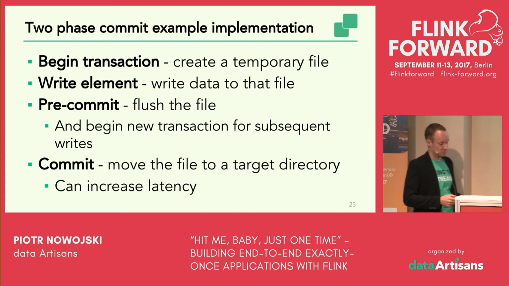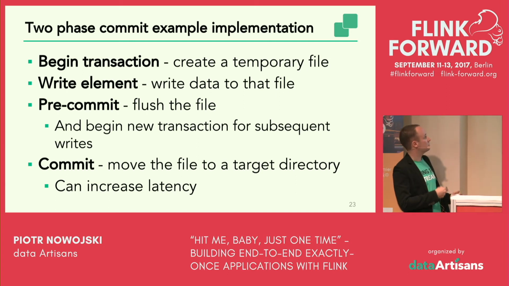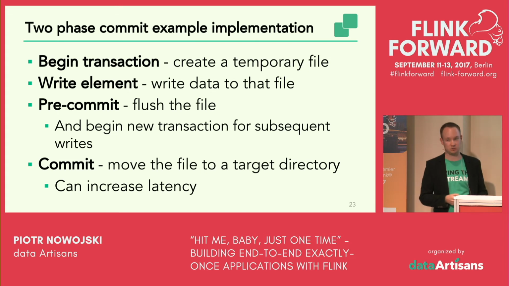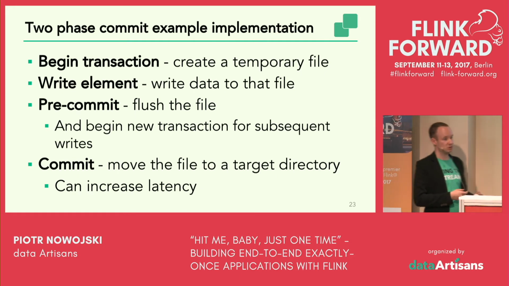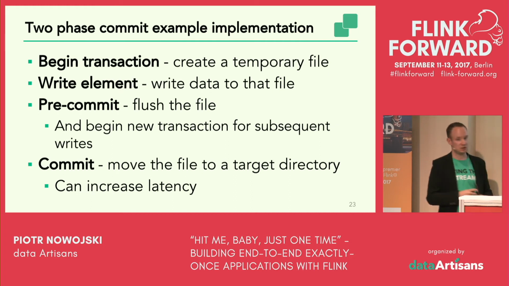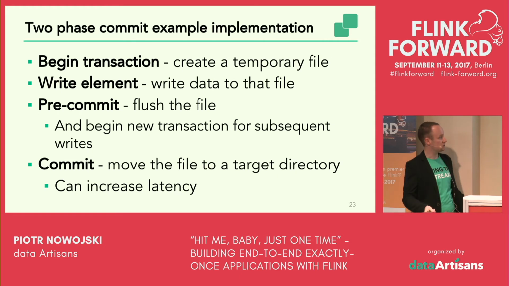Now, for a simple example: implementing a two-phase commit operator is actually pretty simple. For example, for begin transaction, we could just create a temporary file in some temporary directory. When we process elements, we can just write them to this temporary file, and on pre-commit, we can just flush this file, close it, and never write to it again. At the same time, we probably need to start a new transaction for any subsequent writes. On commit, on the other hand, we just move this file atomically to some target directory.